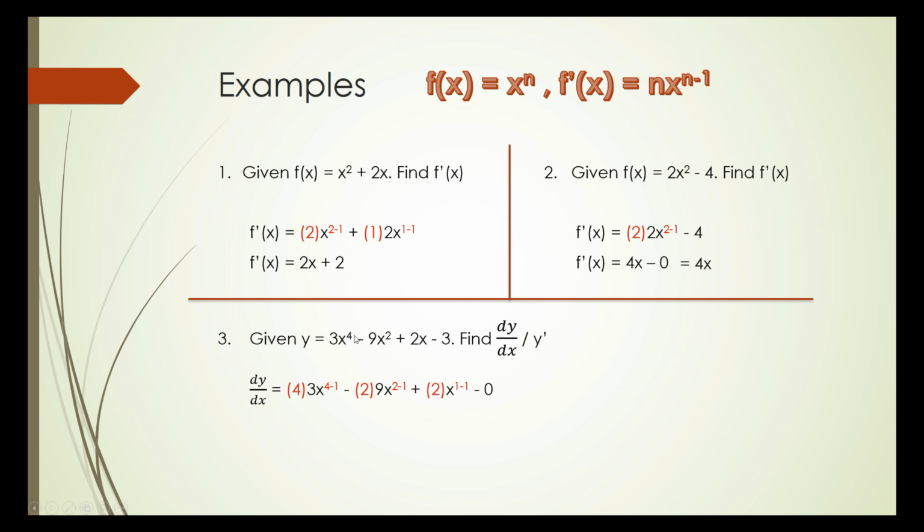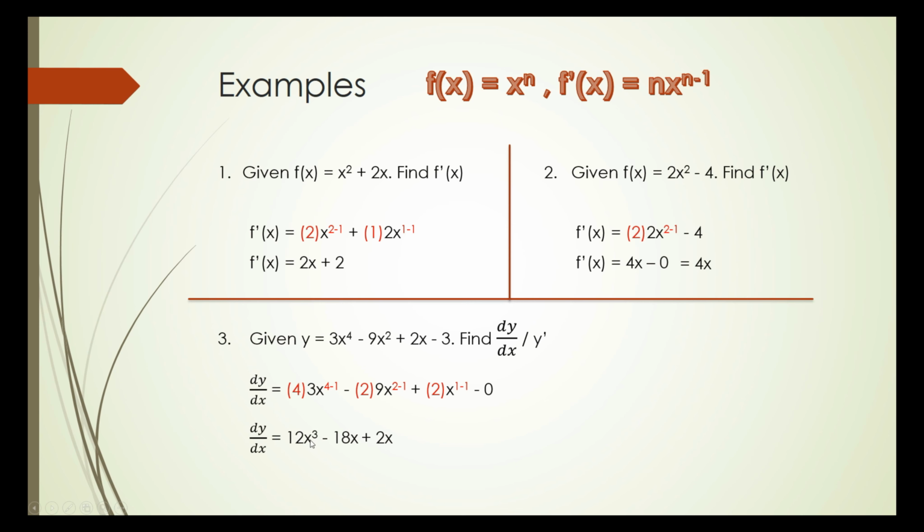So again, from that 3x powered 4, that 4 is going to go to the front, it's in red, and that 4 is going to minus 1. For 9x squared, the 2 is going to move to the front here, and then the 2 is going to minus 1. For 2x, that 1 is going to move to the front. Oh, I forgot. I must have missed it. And that 1 is going to minus 1, and that 3 is going to disappear, like I said. So I can simplify this line.